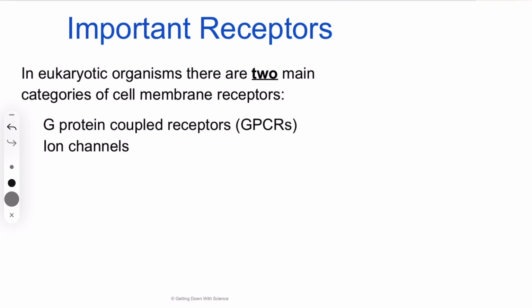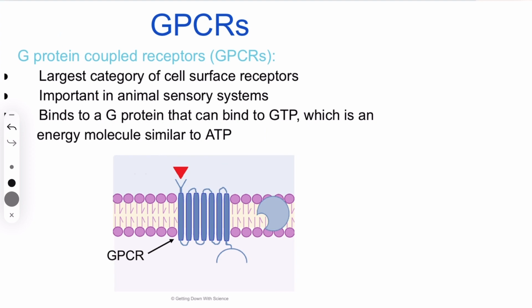So there's going to be 2 main categories of cell membrane receptors. We've already listed these off earlier, so now we're just going to go into a little bit more depth with these. The first one was our G protein coupled receptors, and our second one are ion channels. With our G protein coupled receptors, these are going to be our largest category of cell surface receptors, and they're very, very important in our sensory systems. They're going to bind to something called a G protein, which is why it's called G protein coupled receptors. And this is going to bind to GTP. It's very, very similar to ATP, just slightly different makeup. Doesn't have adenosine.